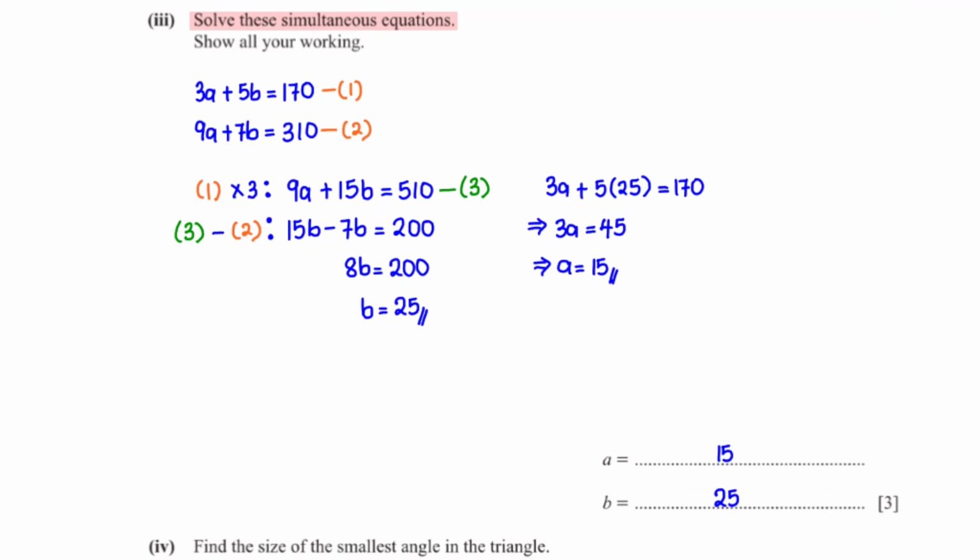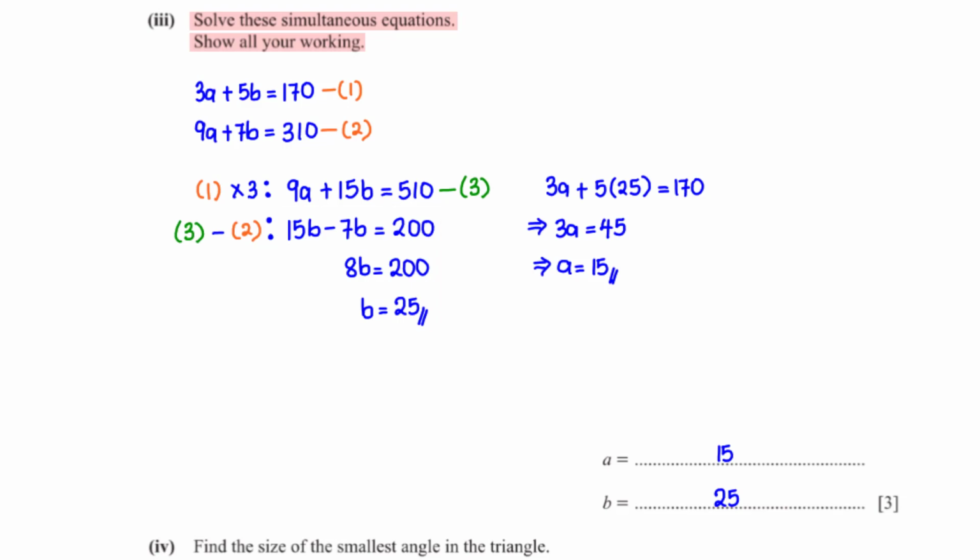Solve these simultaneous equations. Show all your workings. Looking at the two equations, we can start by eliminating the variable a. So first, we multiply equation 1 by 3. This gives us 9a plus 15b equals 510. We can label this as equation 3. So now, when we subtract equation 2 from equation 3, this is what we have. 15b minus 7b is 8b. When we divide both sides by 8, we get b equals 25.